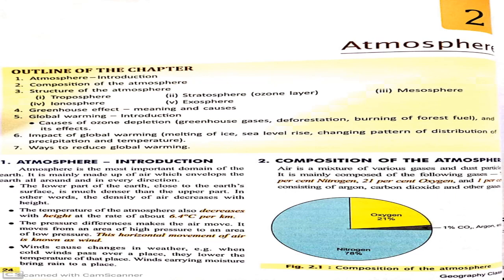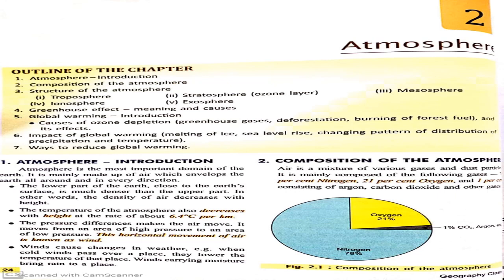So in this chapter you will be learning the introduction of what is an atmosphere. Then we'll also learn about the composition of the atmosphere, structure of atmosphere, greenhouse effect, impact of global warming, and ways to reduce global warming. So these are the 7 things which you are going to learn in this chapter. So let's start with the first one, that is atmosphere.